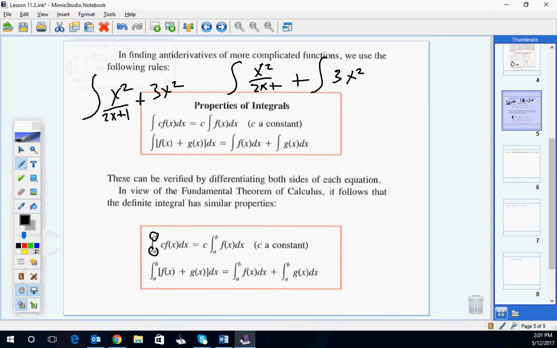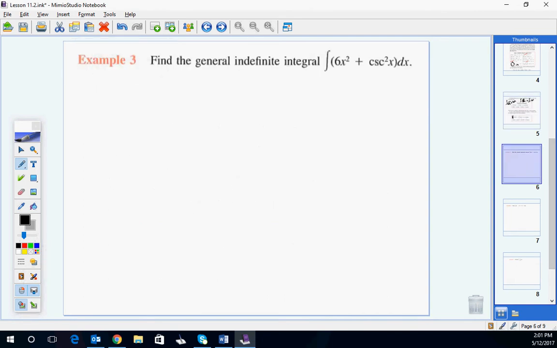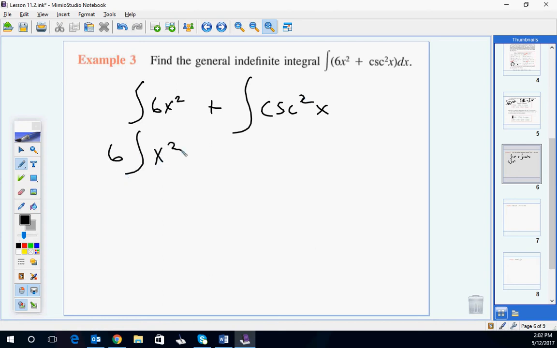So this is an example. Notice 6x squared plus cosecant squared x. We're going to look at those separately. One has trig and one doesn't. This one says find the general indefinite integral. So there's no a to b here, but we're going to treat it like this. We're going to do them separately. So even with that, we actually can pull the 6 out. By the other rule I said, if that was a square, we know it's going to be a 3 with a 1/3.